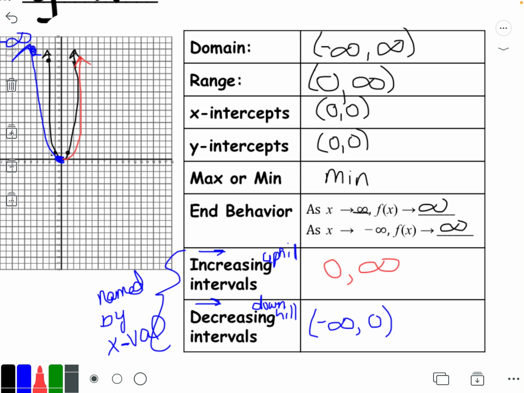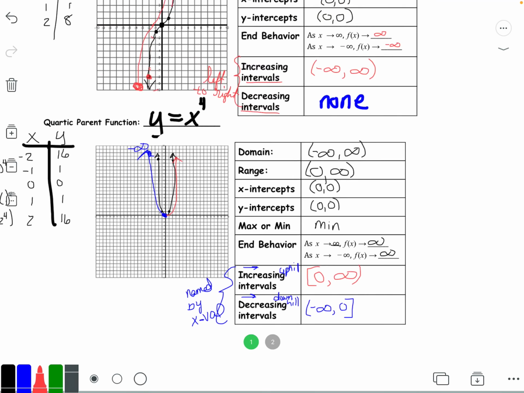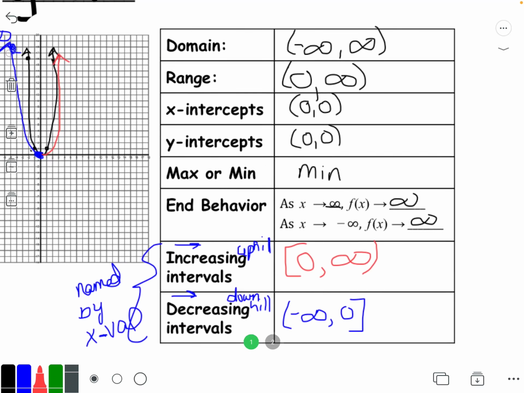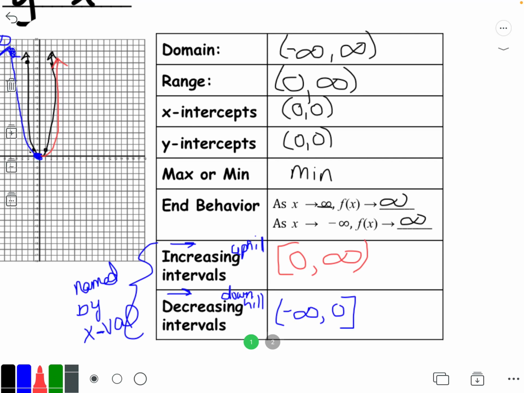Now, I also should have been more careful about my notation here, because you guys probably have already caught me on it, that should have been a square bracket, and our 0 here should be a square bracket. But of course, when we have infinity, we're always looking at a round bracket. All right, so that is how you identify cubic and quartic functions, and you learned a couple of new concepts. You learned the end behavior and the increasing and decreasing intervals.